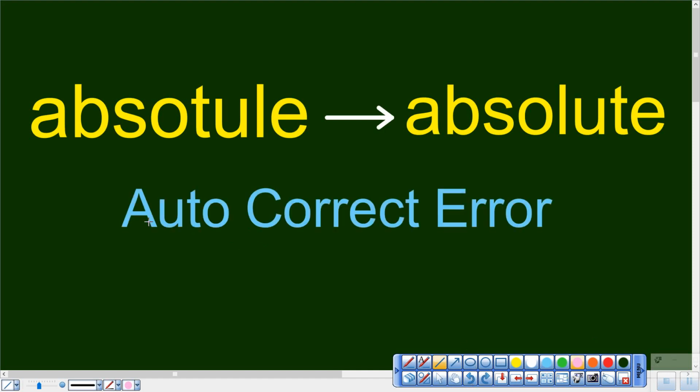Well, there's an autocorrect error, a spelling mistake. In place of this spelling, you should read this. So it is absolute, right? It is not this, it is absolute. In place of it, T and L are swapped. So you should read it as absolute.